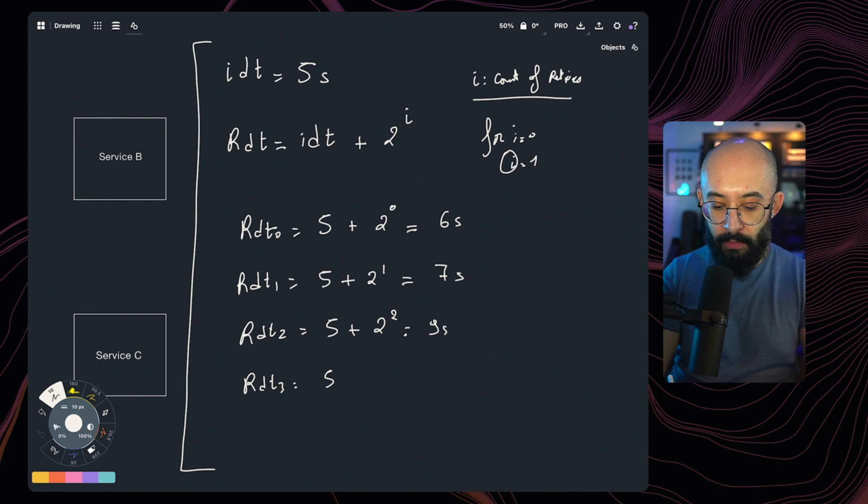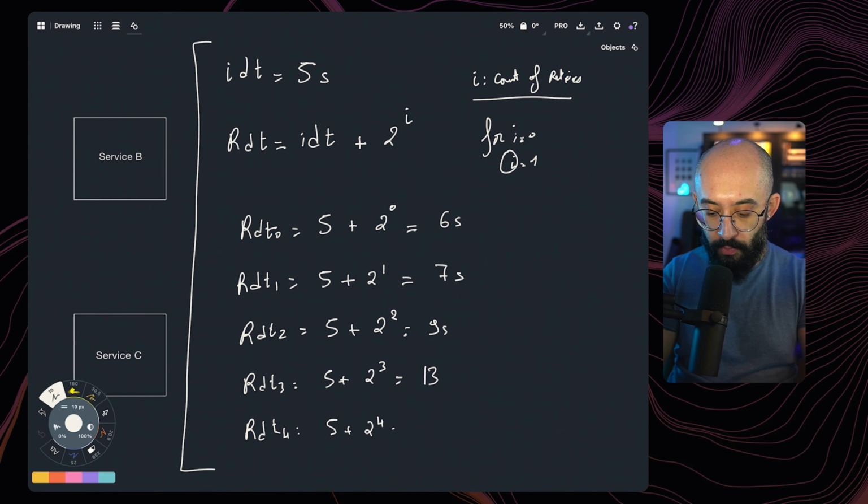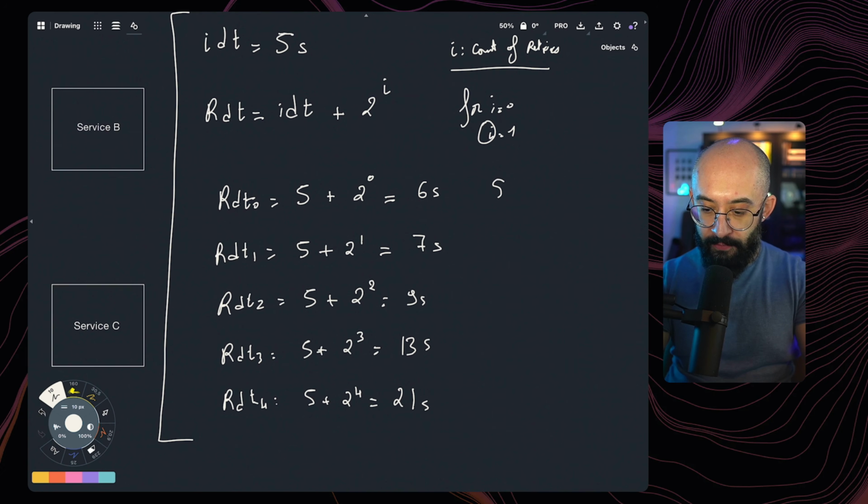RDT3, 5 plus 2 to the power 3, that's going to be 8 plus 5, 13. RDT4, it's going to be the last value we have, 5 plus 2 to the power 4, that's going to be 5 plus 16, that's going to be 21 seconds in total. So we moved from 5 in the trivial implementation, 5, 5, 5, to the following schedule.